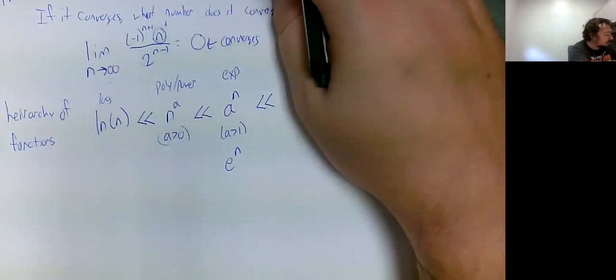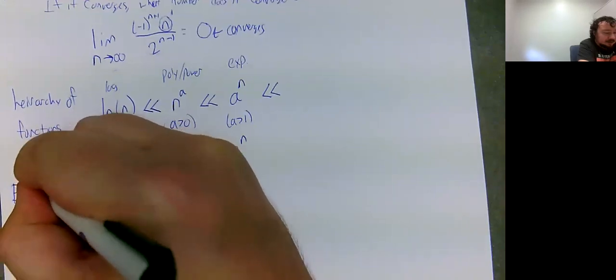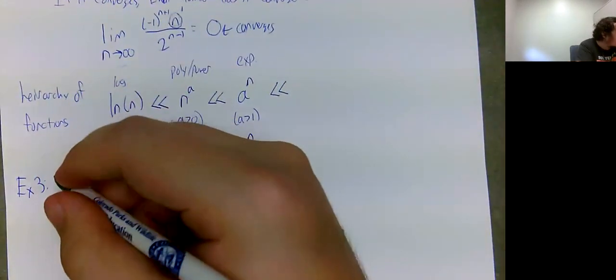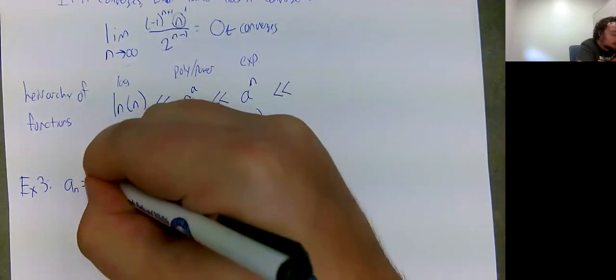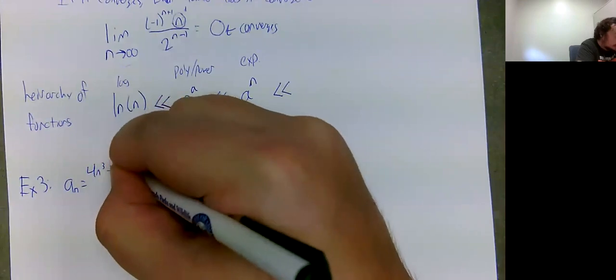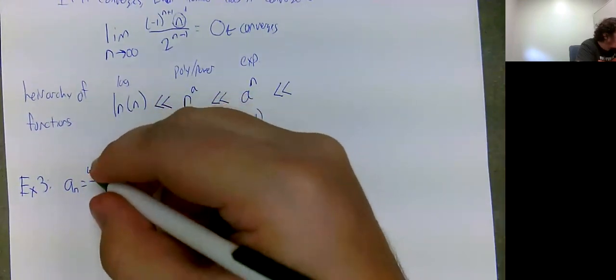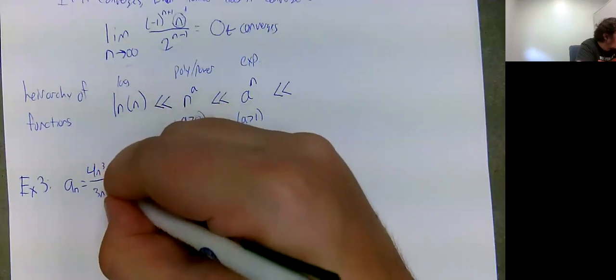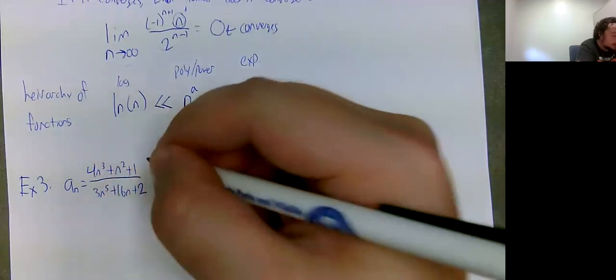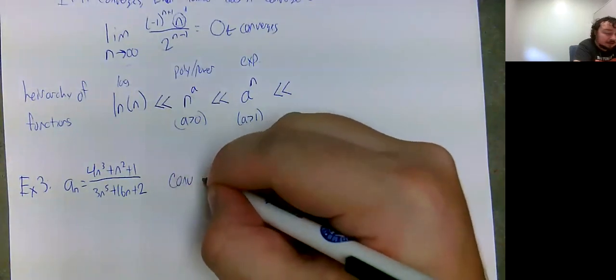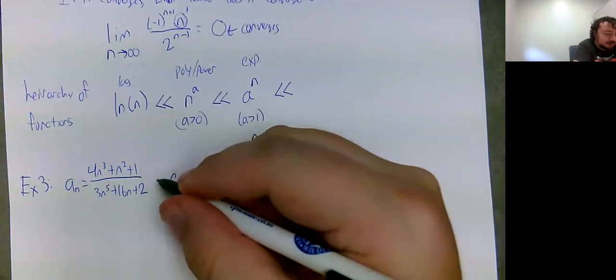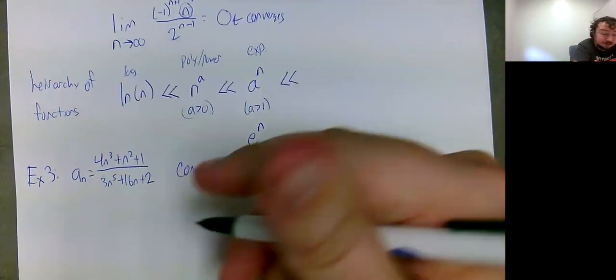All right, so let's see here. Let's do some more examples of this just to get some practice. Okay, so my next example here is, let's say we have a sub n is 4n cubed plus n squared plus 1 divided by 3n to the 5th plus 16n plus 2. And we want to know if this one converges or diverges. That's what we want to know. And if it does converge, what number will it converge to?